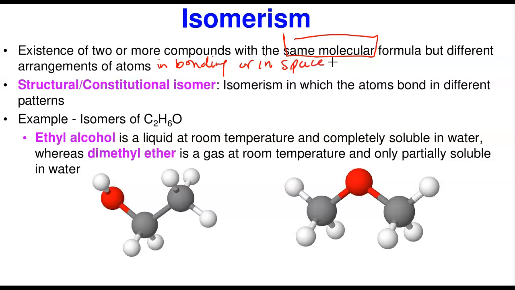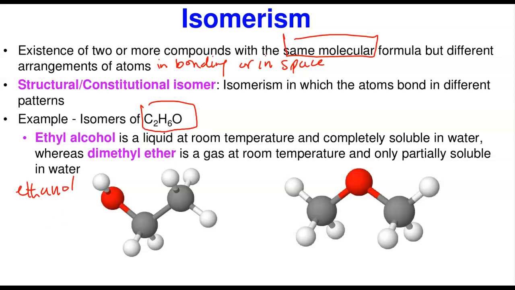So we're going to start with the simplest one, which we call structural or constitutional isomerism. Here, atoms are covalently bonded in different patterns. That's what we call structural isomerism. A common example we're going to use here is this. A compound that has this formula can exist in 2 isomers. It can exist as ethyl alcohol, or ethanol, and dimethyl ether. Ethanol is a compound that is an alcohol.